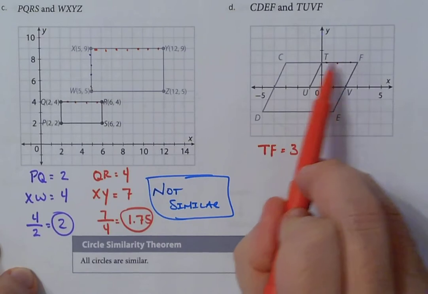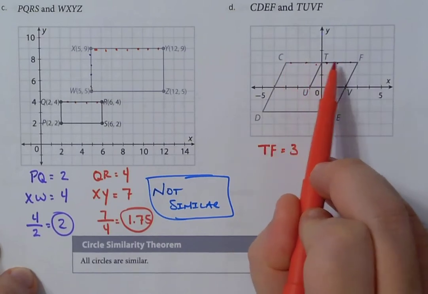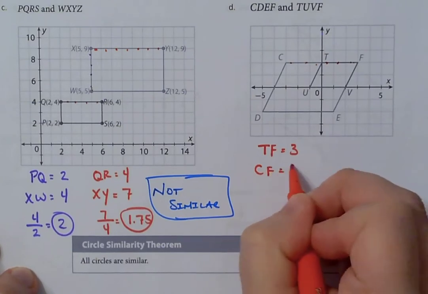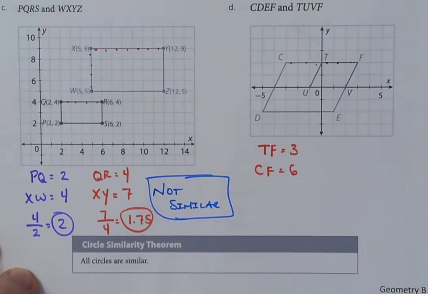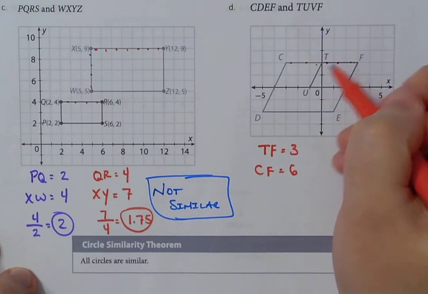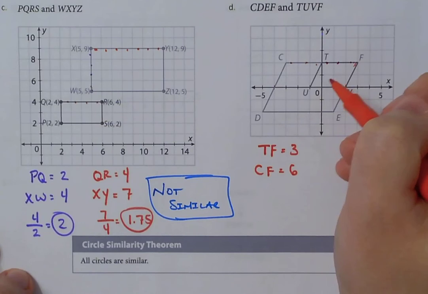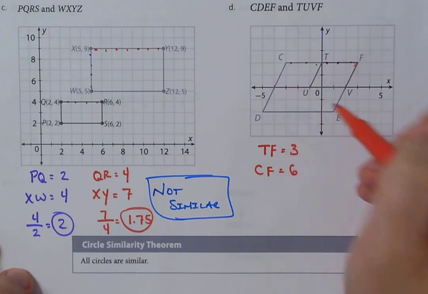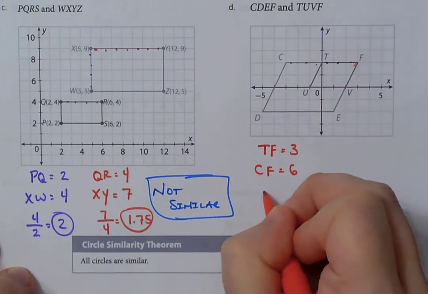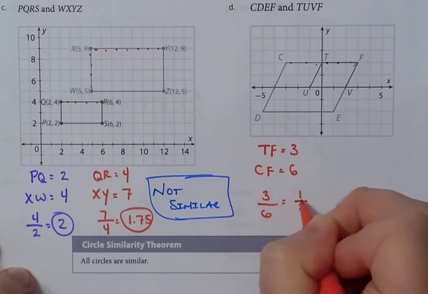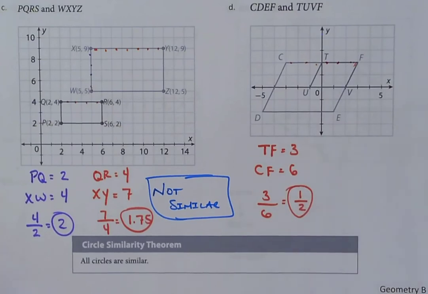And for CF, it's 1, 2, 3, 4, 5, 6. So if I set up my scale factor, the TUVF, this is our dilated shape. This bigger one is the original. So we're going to have 3 over 6. That means our scale factor is going to be 1/2.